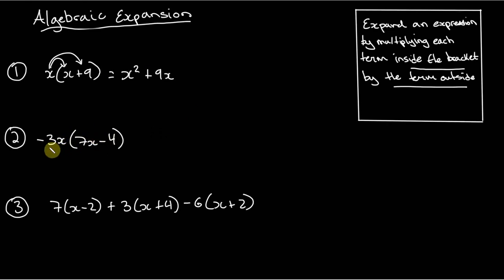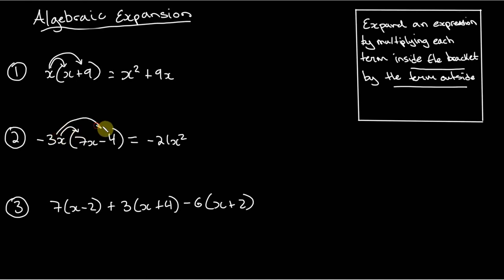In this example we have a negative 3x. Now what one has to remember here is that a negative sign outside the brackets changes the sign of every term inside the brackets. So what does that mean? Let's just work through this problem. This is a negative 3x times 7x. Well, 3 times 7 is 21, but it's going to be negative, so negative 21, and then x times x is x squared. And then we distribute it that way.